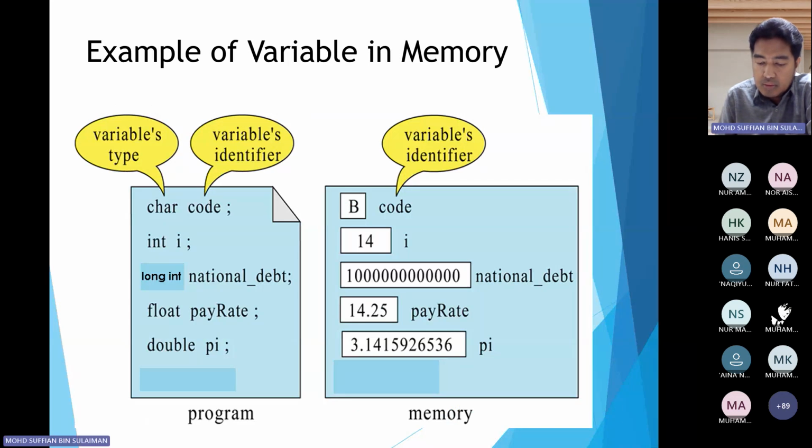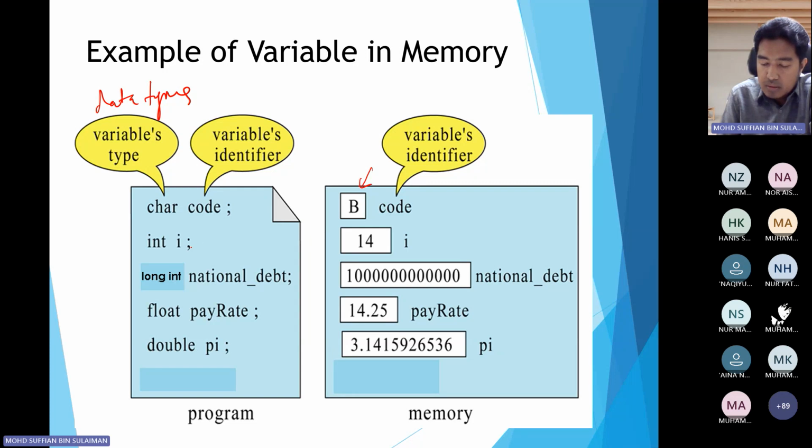Okay, another example. Let's say you have a variable code and then the data type. It can be variable type or data type. And then the value, in this case B. We store the value B in memory.